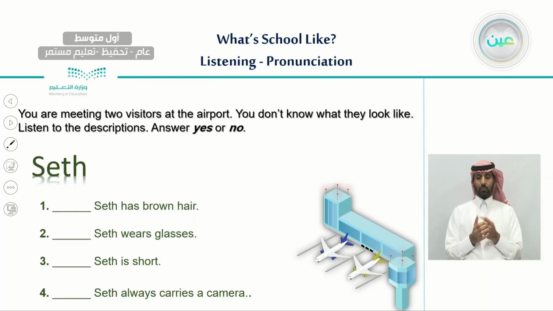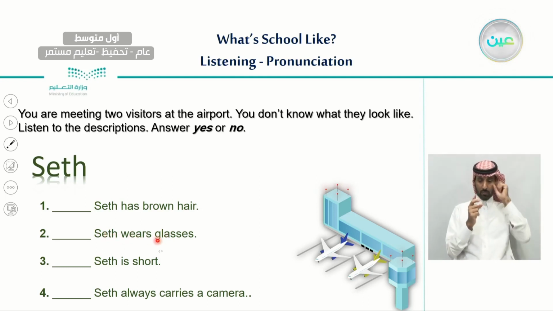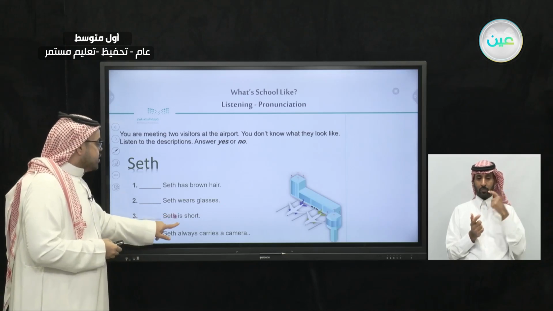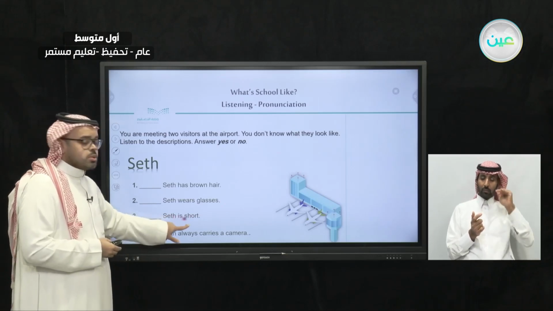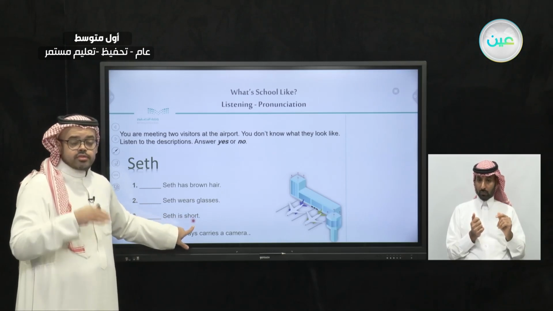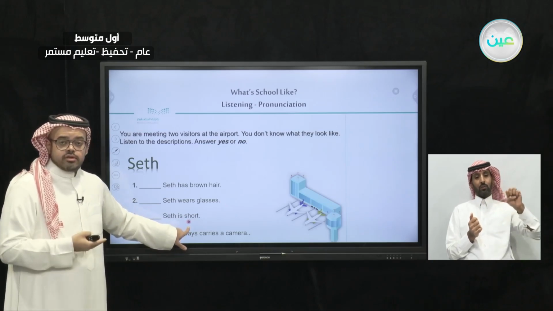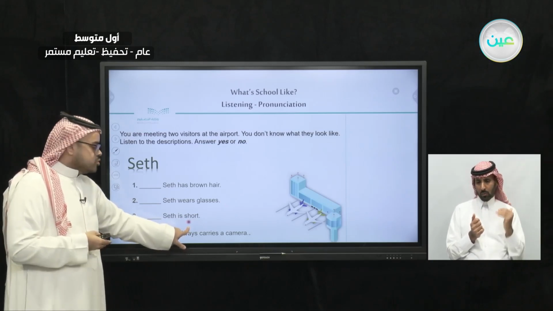So number 1, Seth has brown hair. We're going to listen to see if he said that he has brown hair. Number 2, Seth wears glasses. We're going to listen and see if he wears glasses or not. Number 3, Seth is short. Ted said about himself that he is tall, and here Seth said he is short. Let's listen and decide if this is true or not.